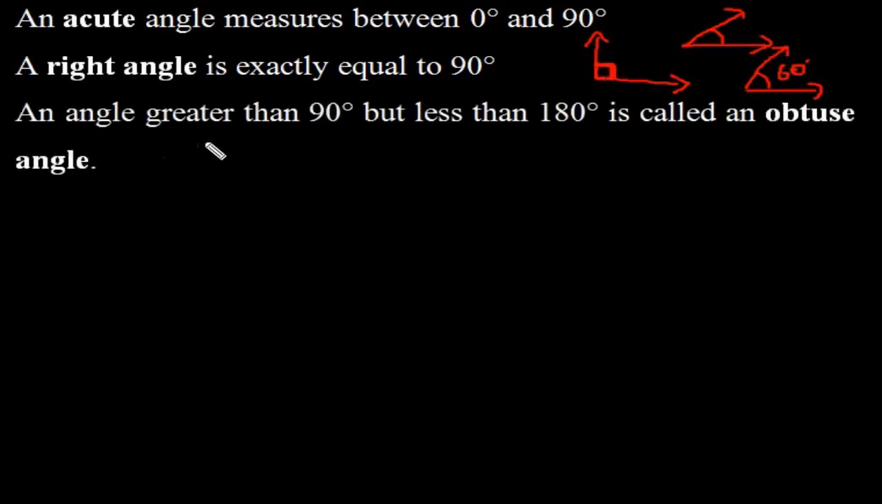It's enough. An angle greater than 90 but less than 180 degrees is called an obtuse angle. That is, the angle should be more than 90. At the same time, it should be less than 180. That is called an obtuse angle.